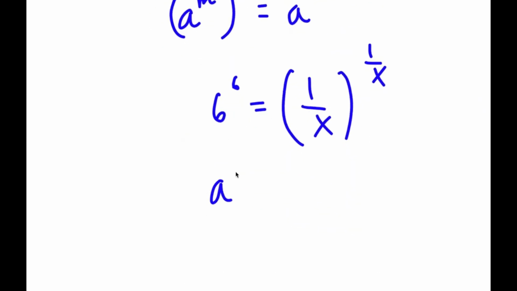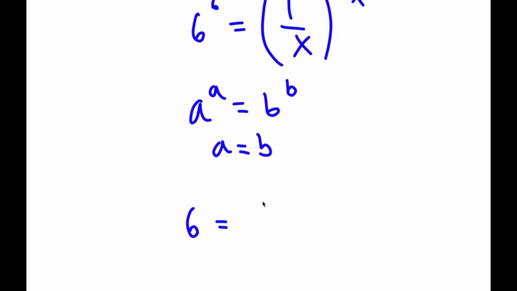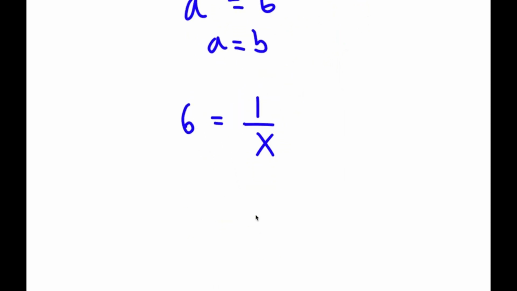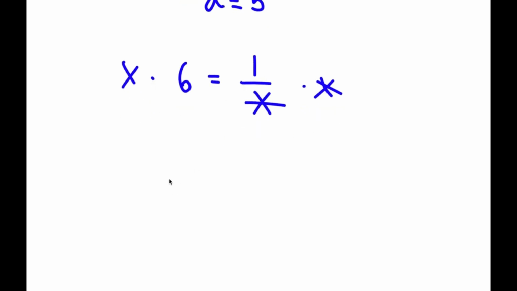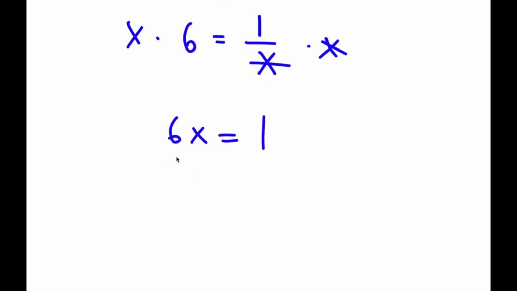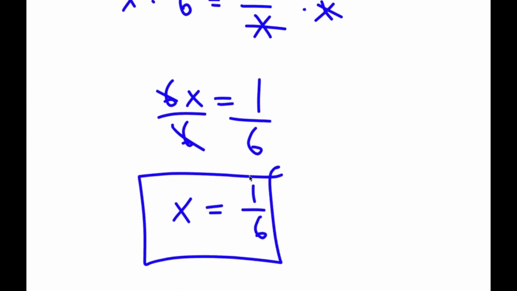Now if I have something in the form a to the power of a is equal to b to the power of b, this means that a is equal to b. So in this case, 6 is equal to 1 over x. Now if I multiply both sides by x, these two cancel out, and I get 6x is equal to 1. So now if I divide both sides by 6, I get x is equal to 1 over 6. So this is my answer.